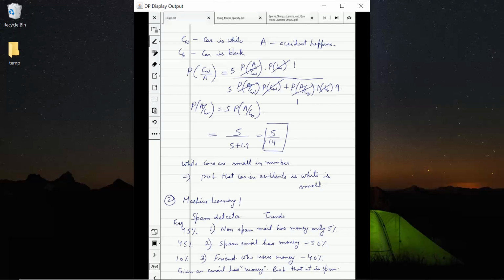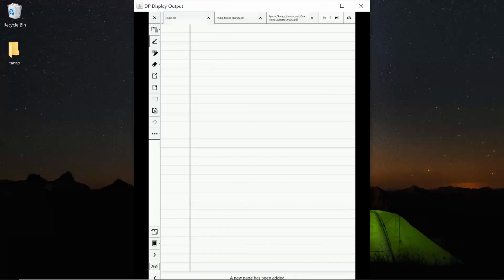So there are three kinds of emails. 45% of them are non-spam, but they contain money only 5% of the time. 45% of them are spam, they contain money 50% of the time. 10% of them are coming from the friend who uses money 40% of the time. Given this data, we have to find out what is the probability that something is spam given it has the word money in it. Let's define the events.